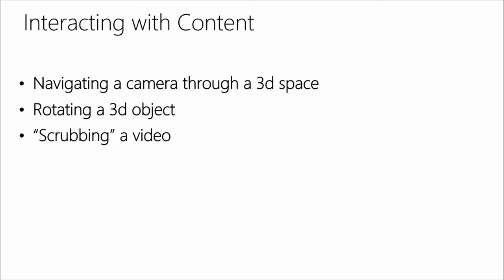There are a number of other things you can do beyond working with just menuing and interacting with controls. You can interact with content, and we'll show you a couple of demos there. One thing you might be able to do is rotate a 3D object or navigate a camera through 3D space. We'll show you a sample called Hand Pointer Joystick that allows you to interact with content in natural ways. We'll also show you scrubbing a video when we get to the speech section. So quickly, let's do the Hand Pointer Joystick demo.